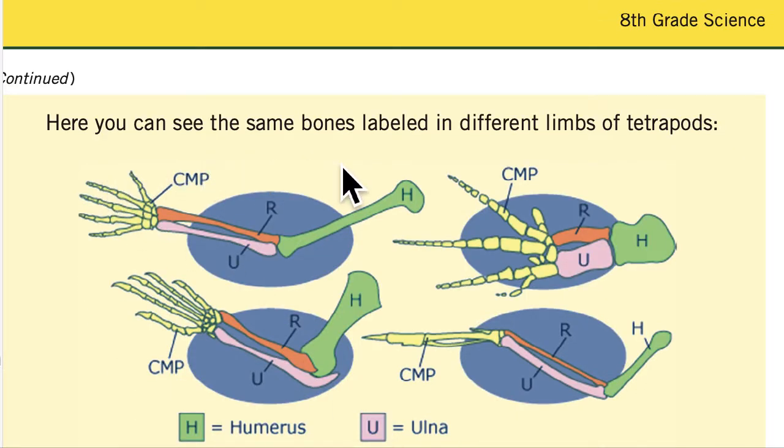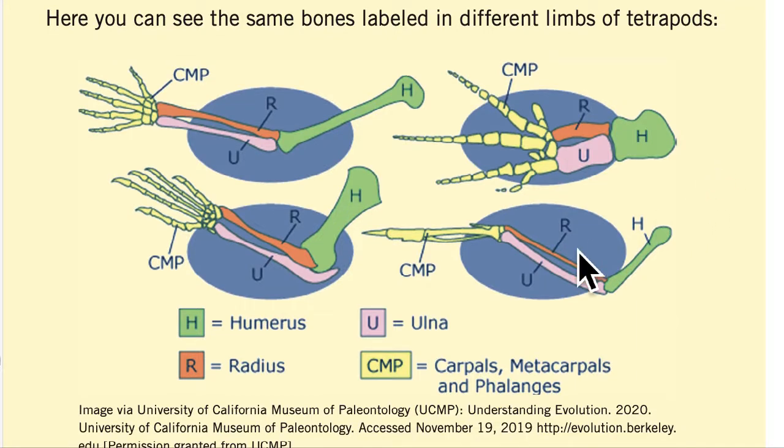Here you can see the same bones labeled in different limbs of tetrapods. Humerus, ulna, radius, carpals, metacarpals, and phalanges.